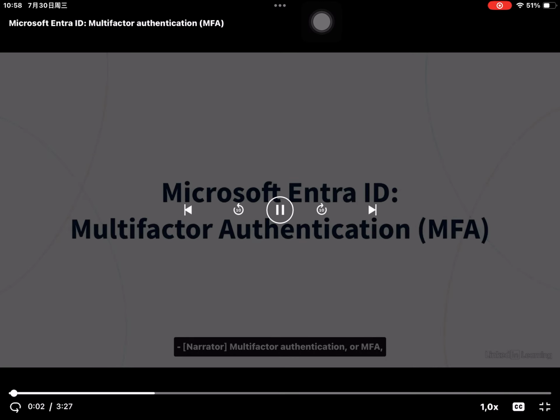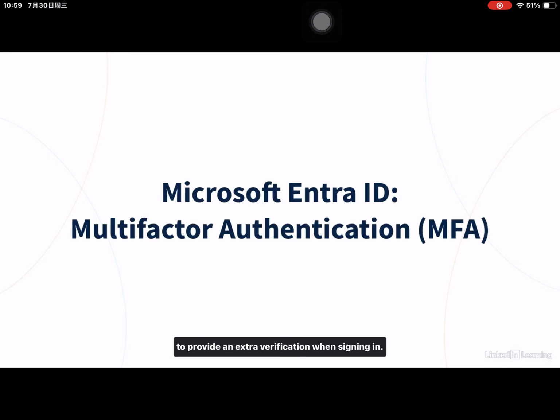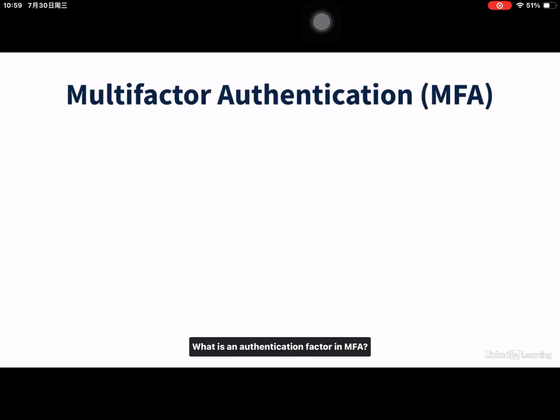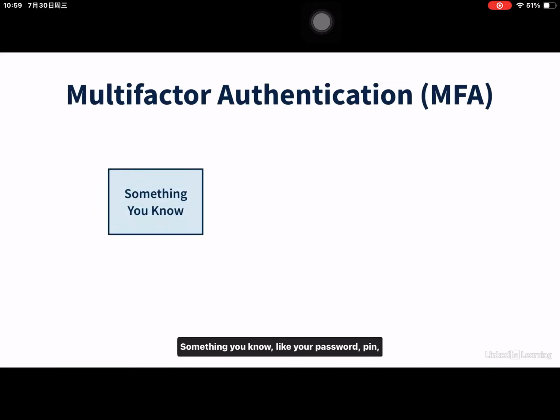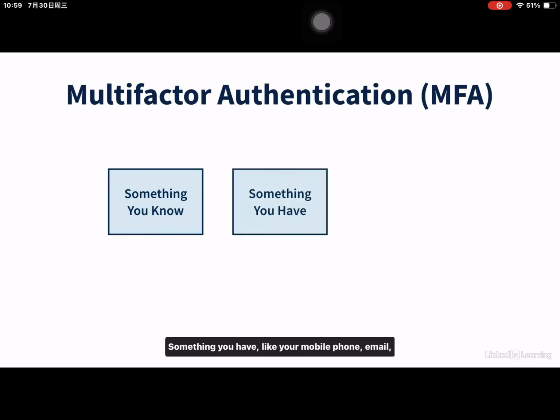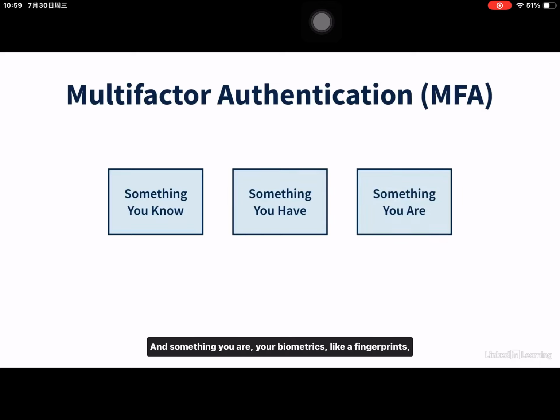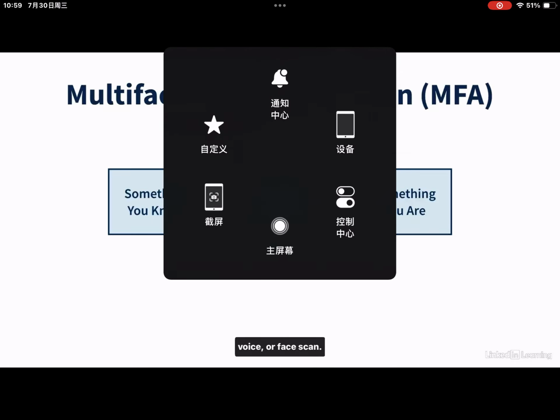Multi-factor authentication, or MFA, is a security feature that requires user to provide extra verification when signing in. What is an authentication factor in MFA? It means a way to verify your identity. There are three common kinds of factors. Something you know, like your password, PIN, or security questions. Something you have, like your mobile phone, email, or hardware tokens. And something you are, your biometrics, like a fingerprint, voice, or face scan.